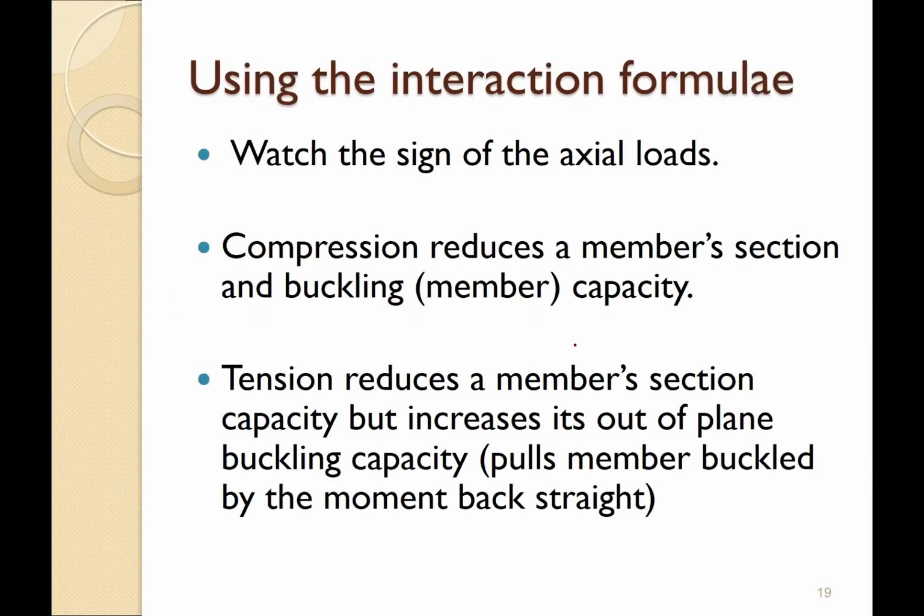Watch the sign of the axial loads, tension or compression, as compression reduces a member section capacity and member capacity. See, the compression is a problem. But on the other hand, tension reduces a member section capacity, of course, but increases its out of plane bending buckling capacity, because it pulls buckled member back straight. So that's the advantage.